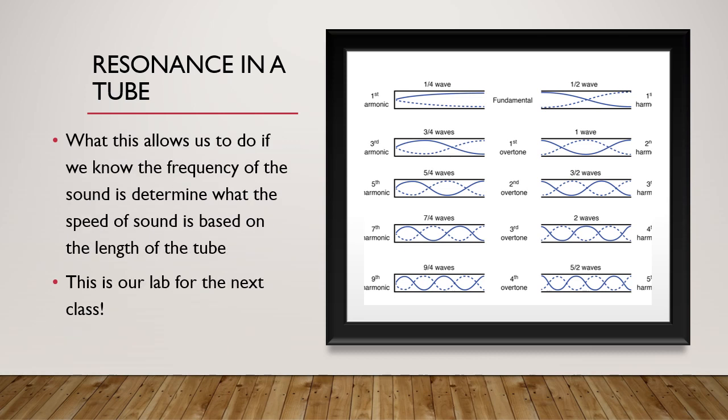But what this whole concept is going to allow us to do is this: if we know the frequency of the sound and we know the length of this tube right here, we will be able to determine the speed of sound. So again, velocity is frequency times wavelength. We have 1/4 of the wavelength here. Our frequency is going to be given by the tuning fork, vibrated at a given natural frequency. So that'll be how we determine how fast sound is moving in our tube.